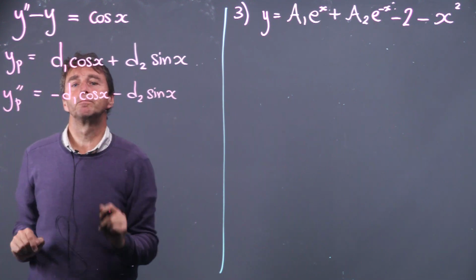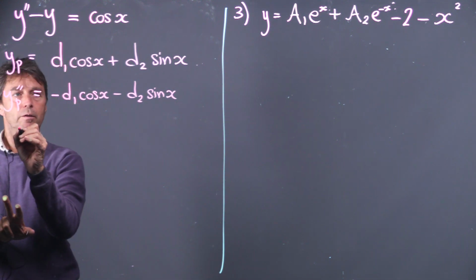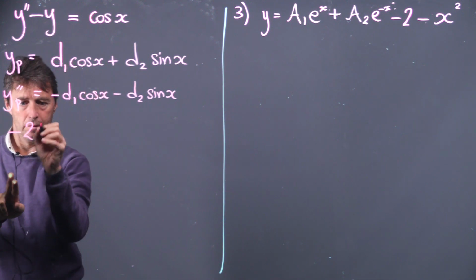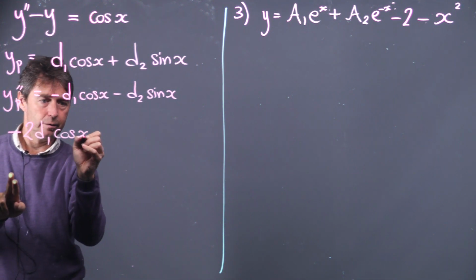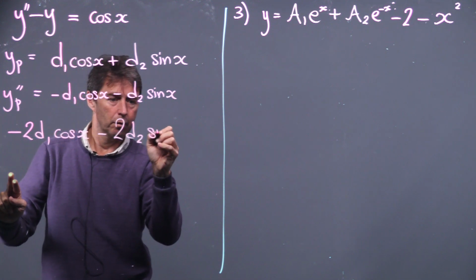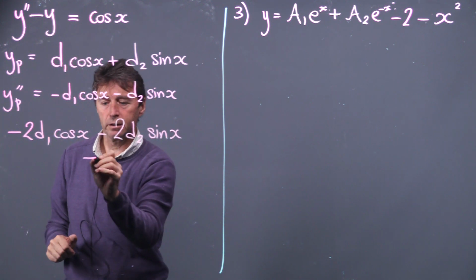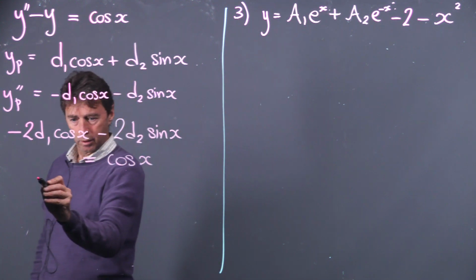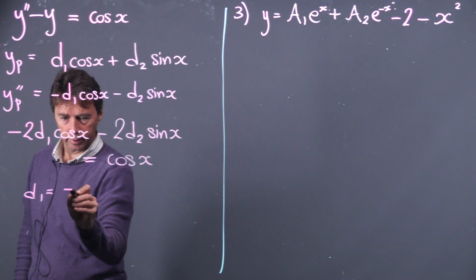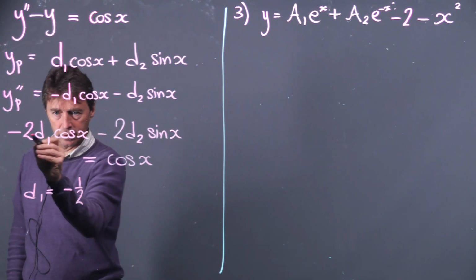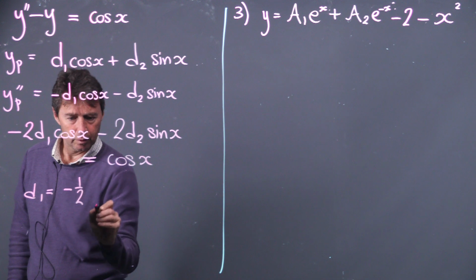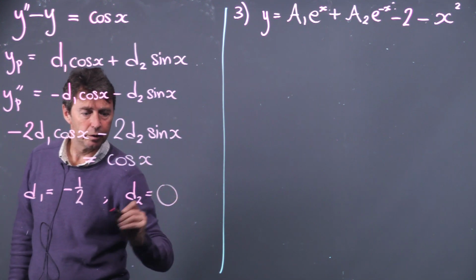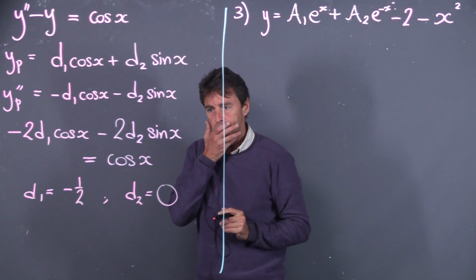Let's take this and plug it in. So I have this minus that. So I can do the algebra pretty quickly. That's what I get on the left-hand side. On the right, I have a cosine. So to make it all work, d1 I would like to be minus 1/2. That's going to replace this by 1. And then I don't have a sine on this side, so I should put d2 as 0. Okay?